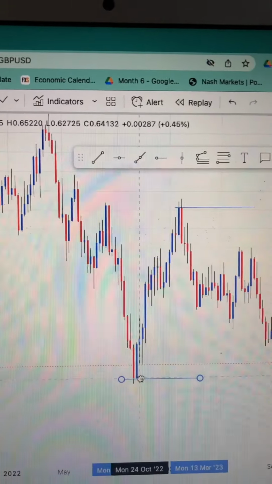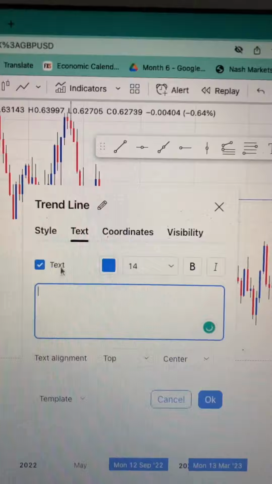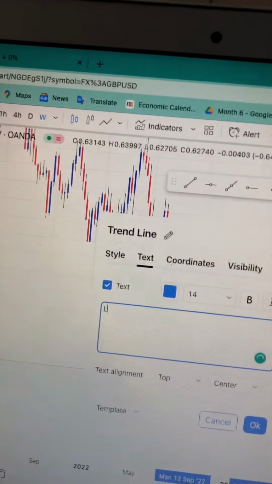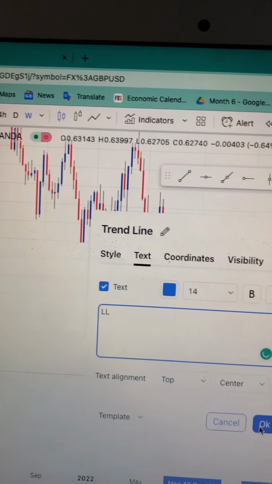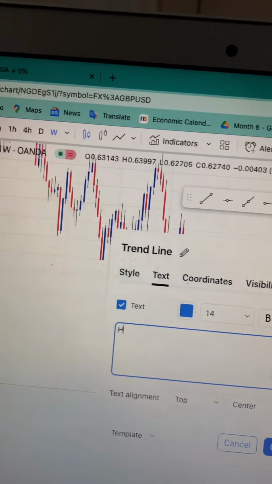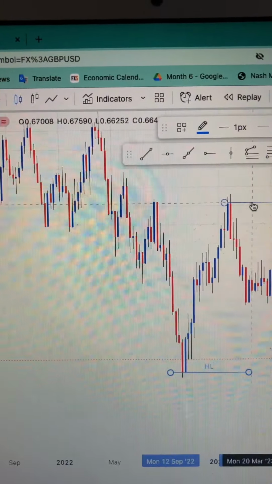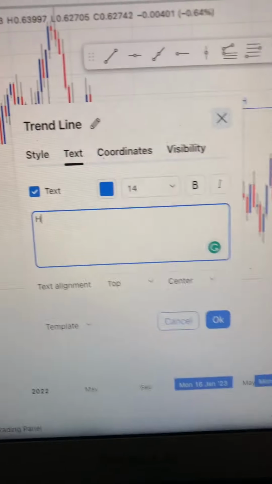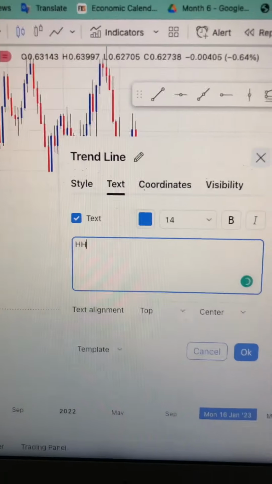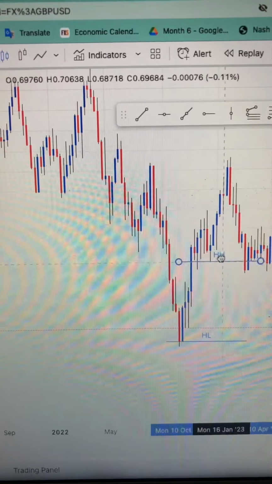Okay, so this is a low point here. I'll be marking this up with a low, capital letter, low, lower low, or let me use higher high, since I'm actually going into an uptrend. Higher high, and then sorry, higher low, and then this is higher high. Just watch the way I'm going to be trailing this.